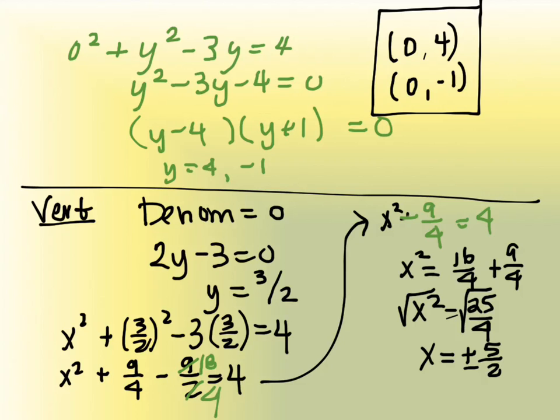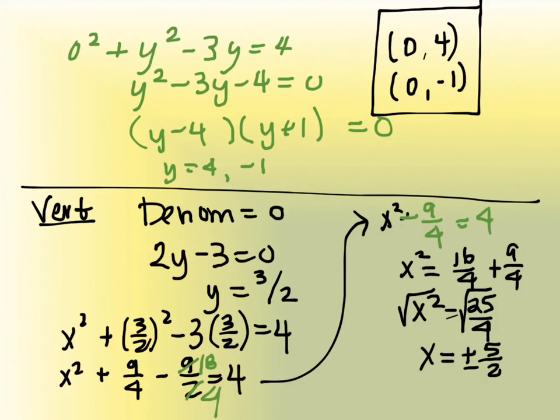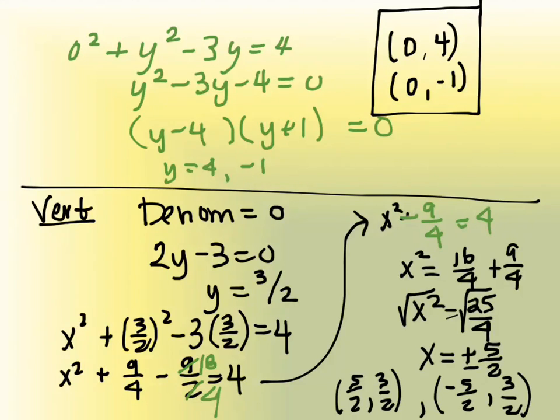So there are 2 vertical tangent, how did we say it? What were the directions? 2 locations of vertical tangent lines. One is at x equals 5 halves, y equals 3 halves. The other one is x equals negative 5 halves, y is equal to 3 halves. Two vertical tangent locations and 2 horizontal tangent locations. Any questions on that? All right.